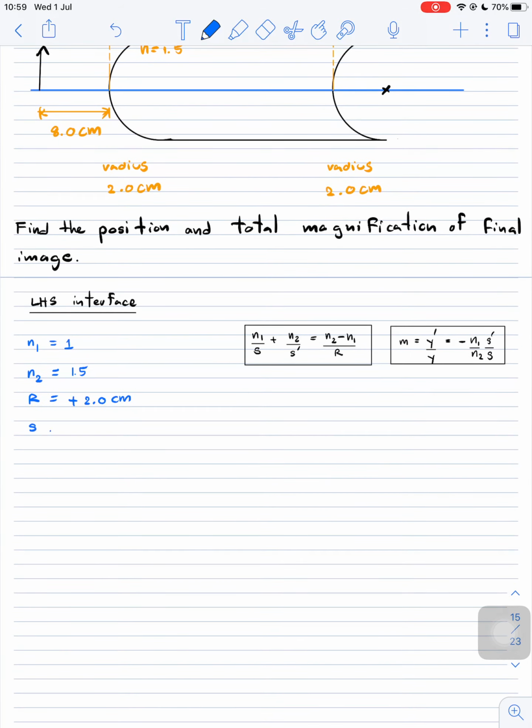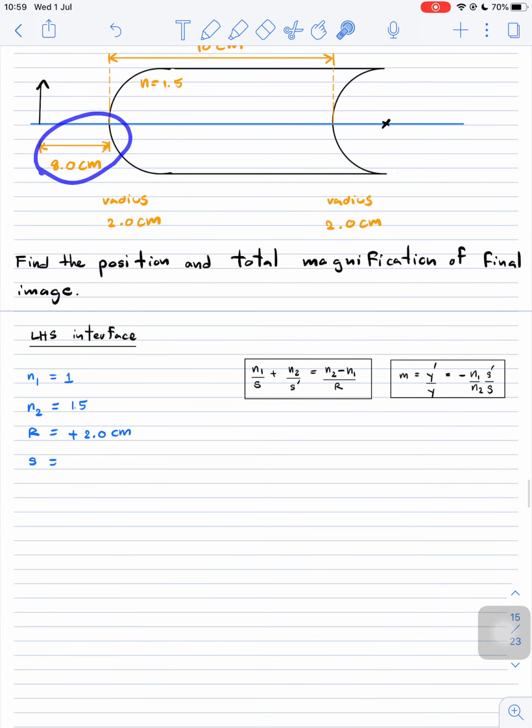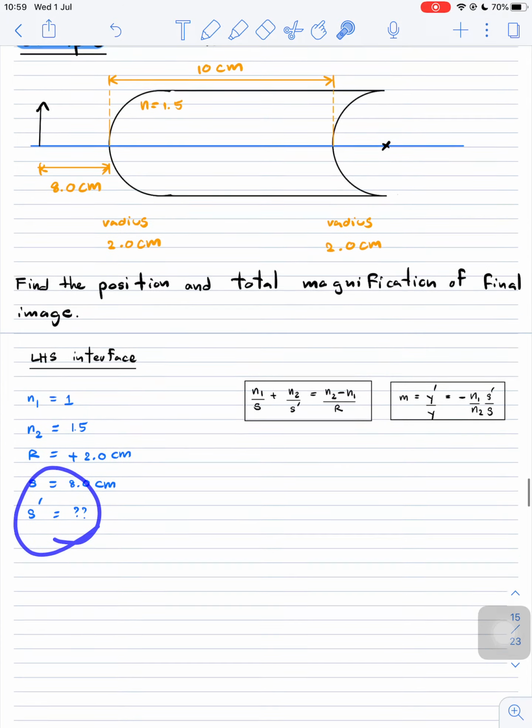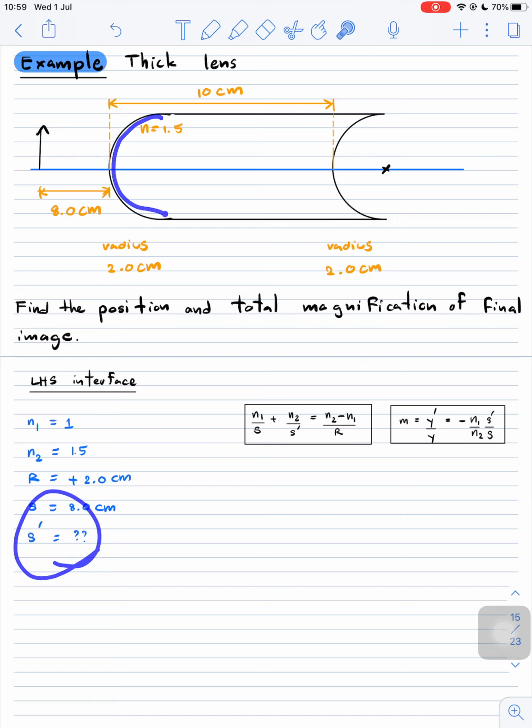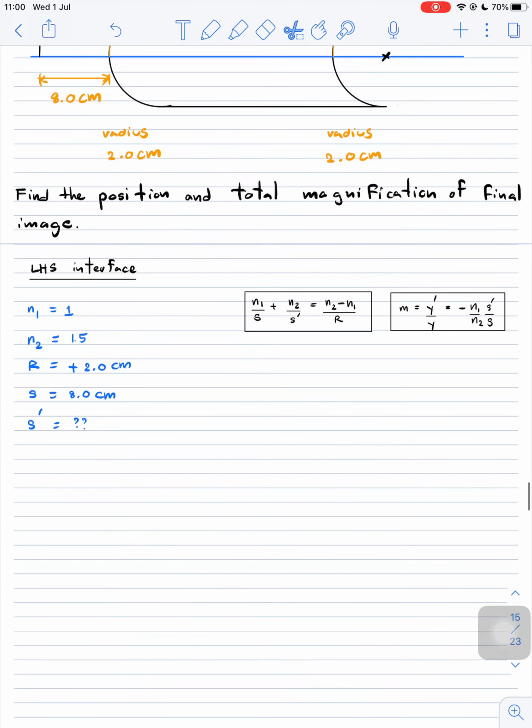The s, the object distance, is clearly equal to x centimeters. And then we just want to find s prime, the image distance in this case, okay? Because when we find s prime, we can find the position of the image from the first interface, right? So this image is going to be the object for the second interface here, okay?